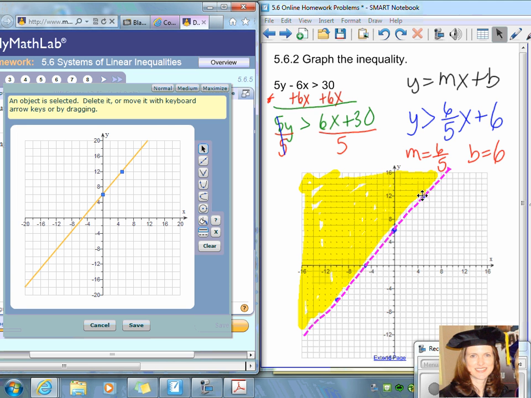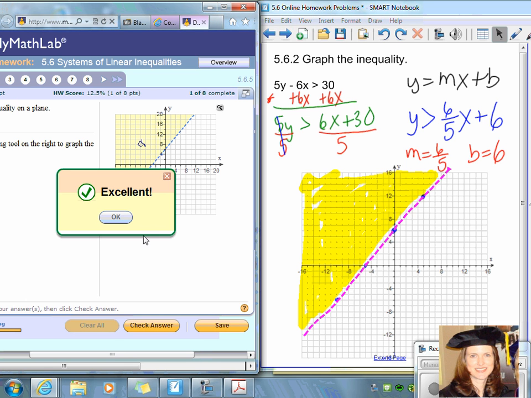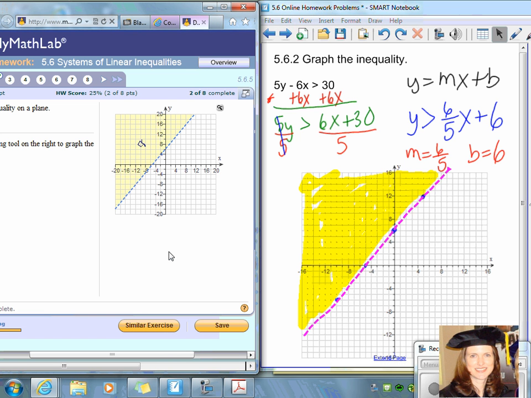Okay. Now I'm going to change this solid line to a dotted line by selecting this little dashed line feature right there. Then I pick up the paint bucket and I click on the region that I want to shade. So everything above the line, since it's y greater than, and save and check your answer.